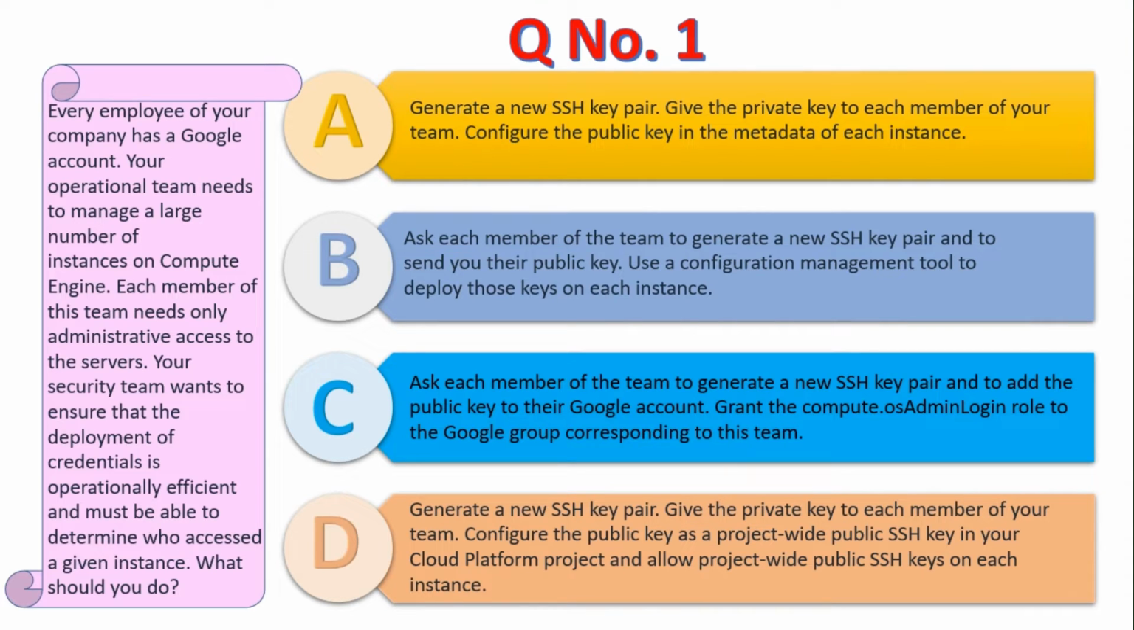C, ask each member of the team to generate a new SSH key pair and to add the public key to their Google account. Grant the compute.osAdminLogin role to the Google group corresponding to this team. D, generate a new SSH key pair. Give the private key to each member of your team. Configure the public key as a project-wide public SSH key in your Cloud Platform project and allow project-wide public SSH keys on each instance. C is the correct answer.